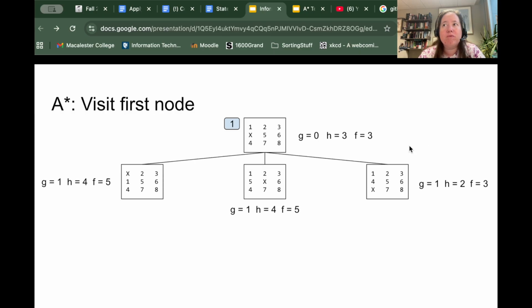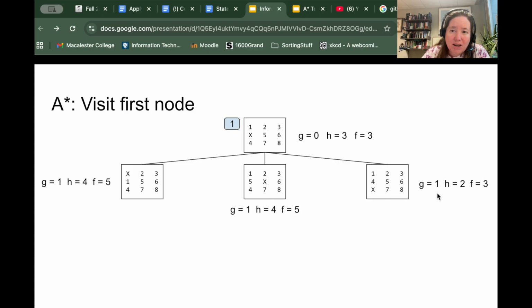So we generate the 3 children here. And each of these then is one move has happened. So G goes from 0 to 1. The H costs, we calculated those before. What is it for this one? 1 is out of place. 4, 7, and 8 are still out of place. So we have a heuristic cost here of 4. Again, we've taken one move, so G goes from 0 to 1. That means the cost of the leaf as a whole is F. It's equal to 5. It's the sum of the previous two.